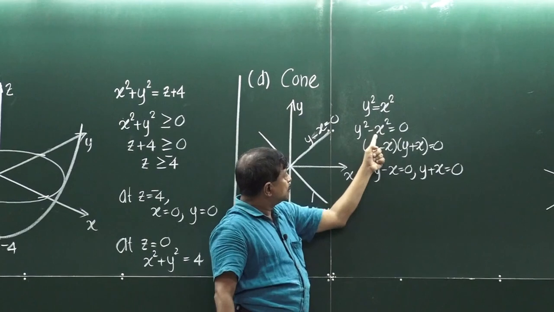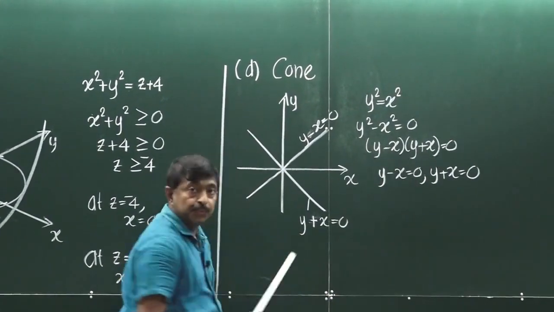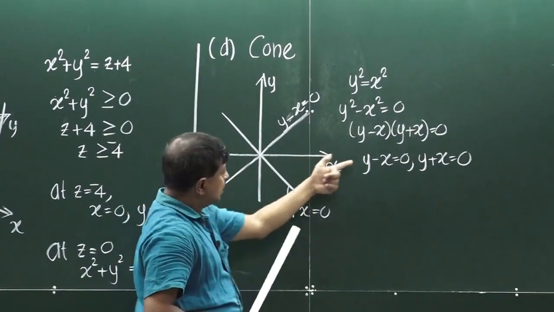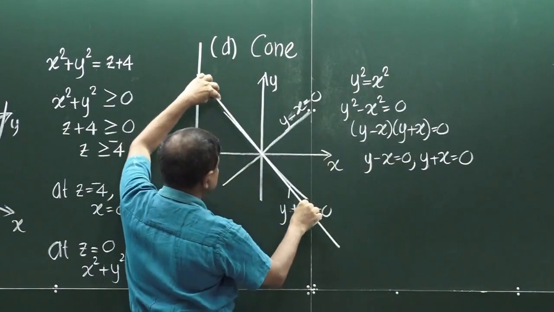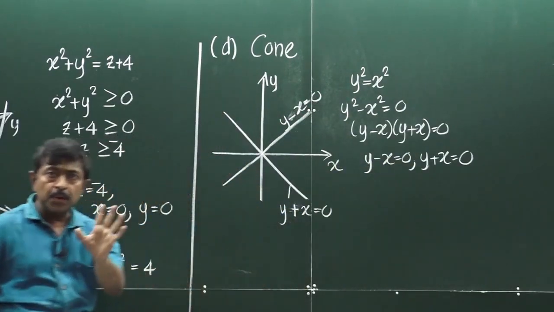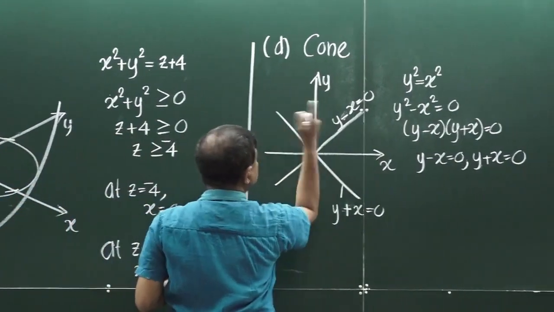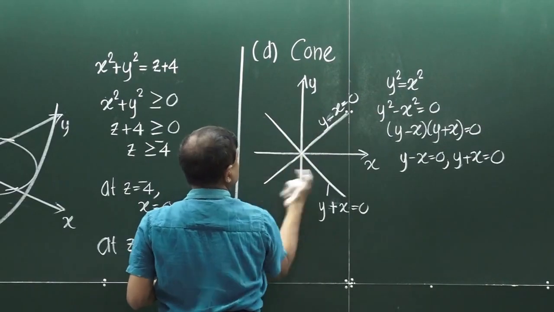So take x squared to this side and factor this. Now you have a product which is equal to 0. That means each one should be equal to 0. So this will give you this straight line, and the second will give you this straight line. So you get a pair of straight lines in this case. But what happens if you rotate this about this axis? Then you get a cone.